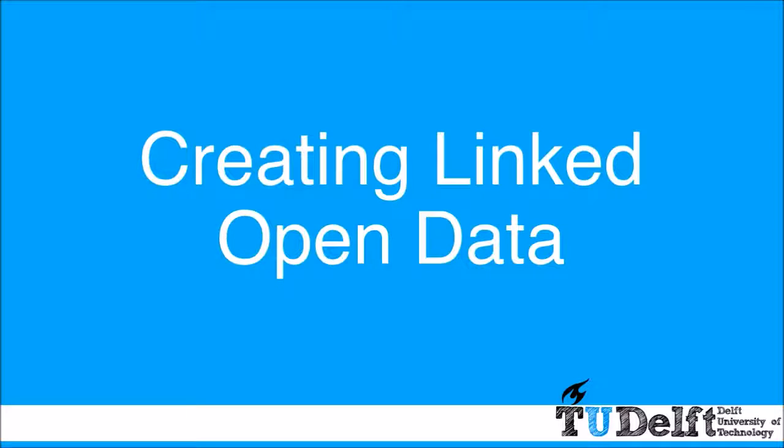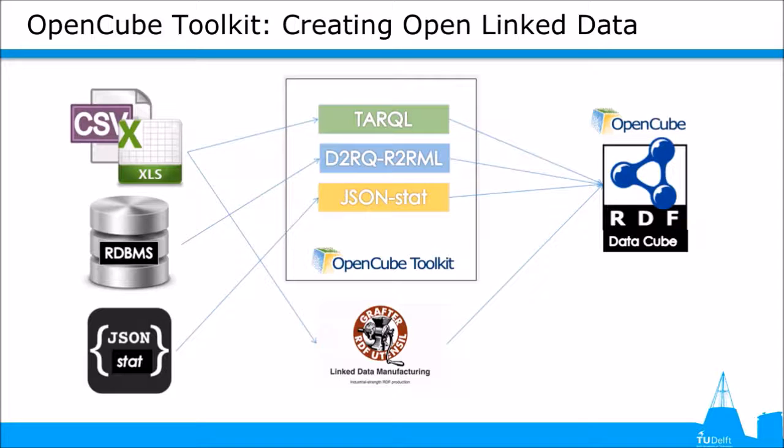Let's move on to creating LOD tools. The objective of the tools in this group is to convert data to RDF format that is the standard of linked data. Tarquel is meant to convert CSV, Excel files. D2RQ and R2RML are used to convert traditional database data such as MySQL, Oracle, Postgre, and so on. JSON-stat to QB is for converting JSON structured data. Grafter is not part of the toolkit, but it's free to use and available on the internet.